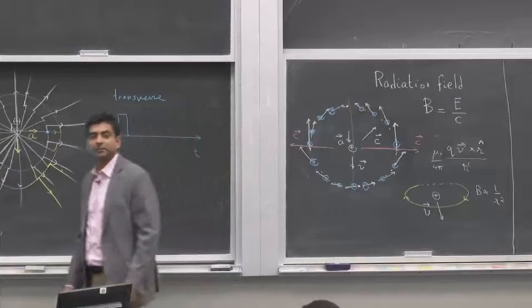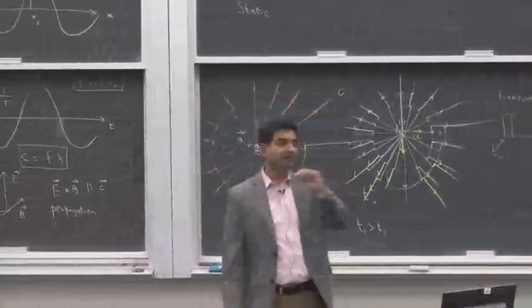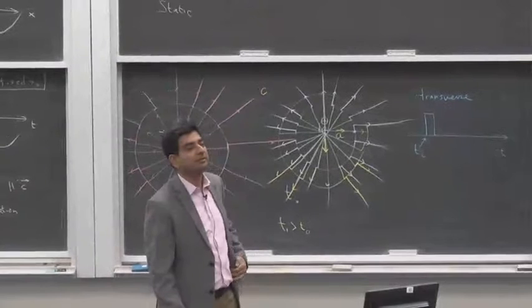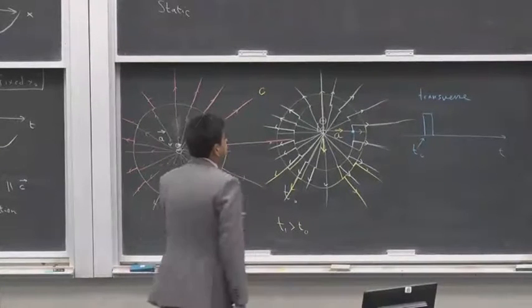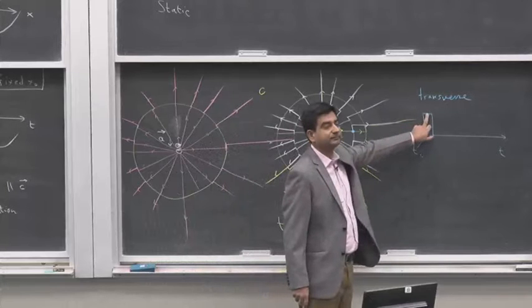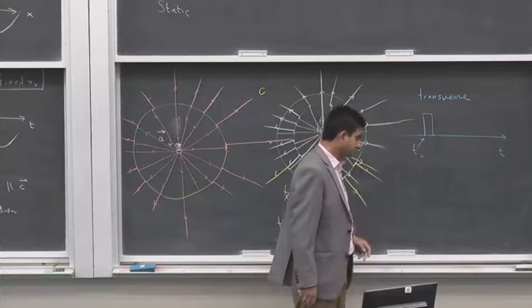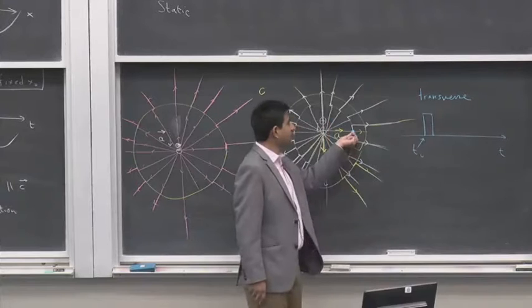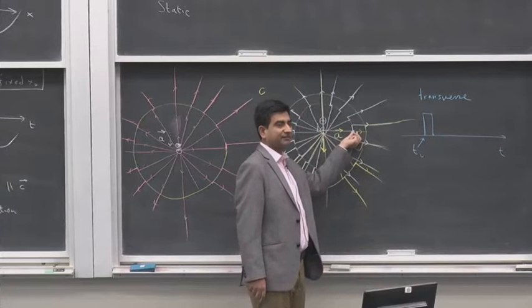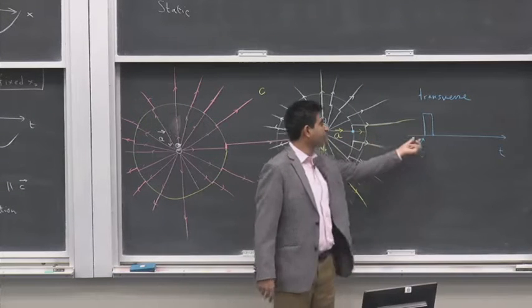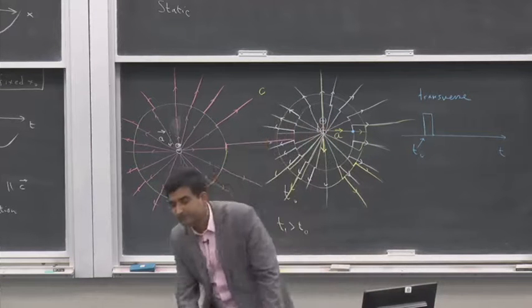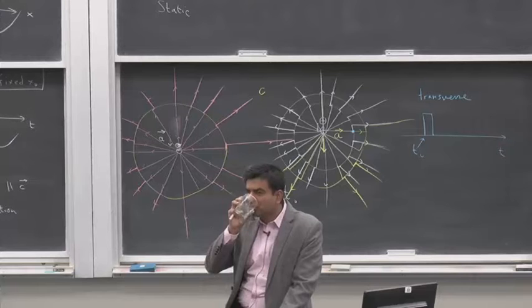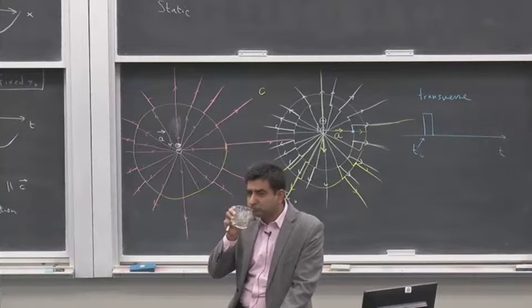Questions? There was a question from the lady at the back. I'm just assuming that the observer has a certain width. The smaller the width, the smaller will be this width. Okay? Yes.